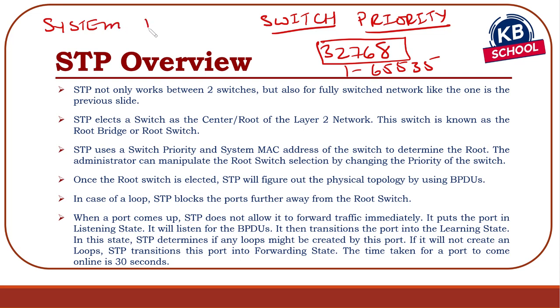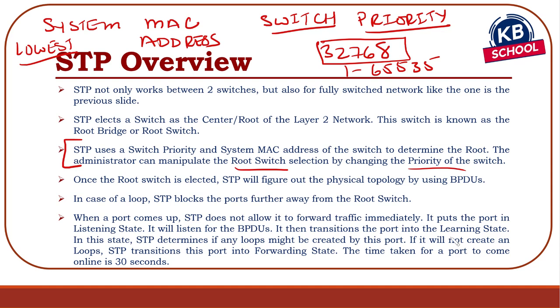Remember earlier on in this video, I told you that every switch has a MAC address assigned not only to your ports, but also to the switch itself, called the system MAC address. The lowest system MAC address is the tiebreaker in case the switch priorities are the same. So you can either manipulate the root switch selection by changing the priority of the switch. If you don't, the system automatically will pick the root switch based on the lowest system MAC address.